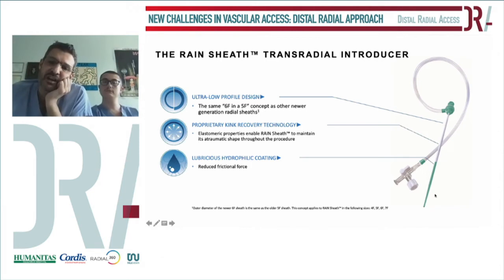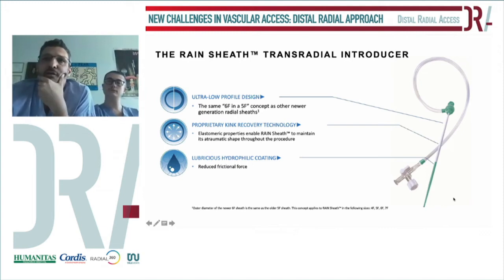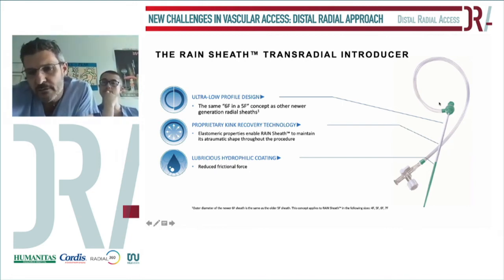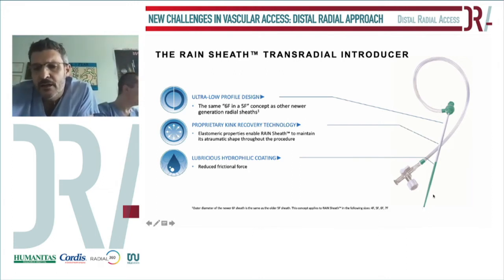It could be very useful for all transradial access, but also in case we decide to use the distal radial access, because of the reduction of the diameter, obviously, of the distal radial artery, which is smaller distally. And another very important and useful aspect in case of distal radial access is that these sheaths are less prone to kinking.